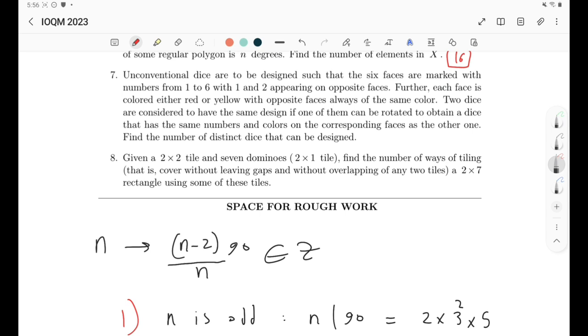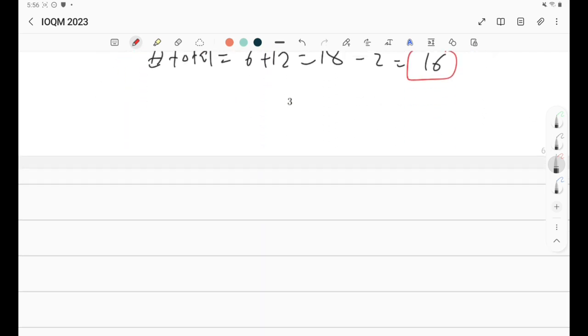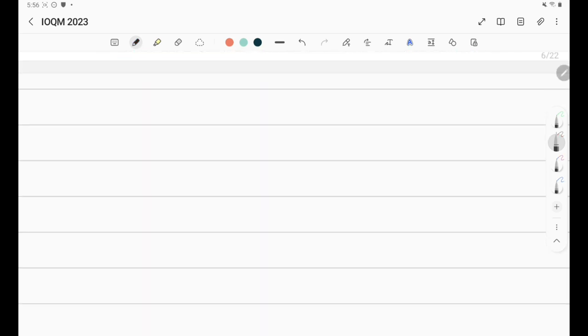2 dice are the same if one can be rotated to get the other. So you can catch the dice and play with it. You can rotate it. If you rotate it, it's going to be all the same. And of course the question is, you just need to count how many different or distinct dice you can design. You need to have a drawing for this. Let's simply draw a dice.